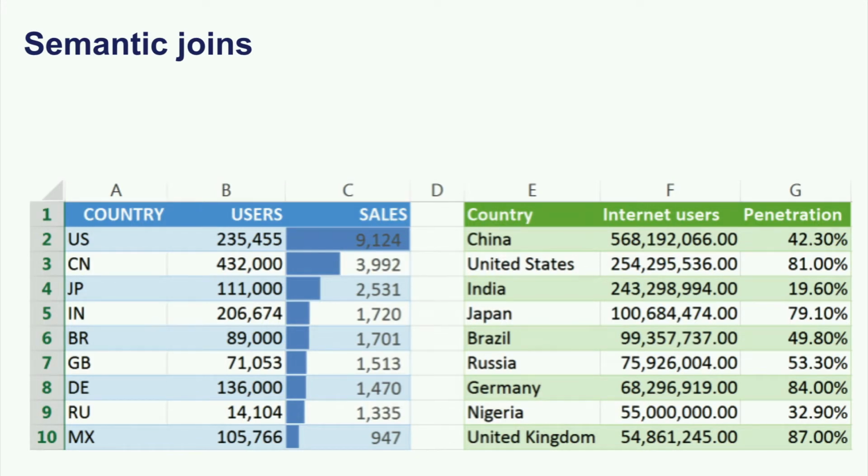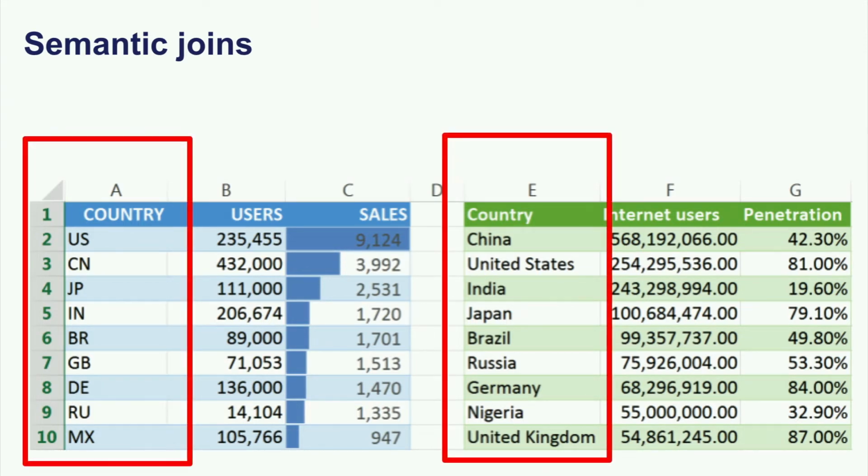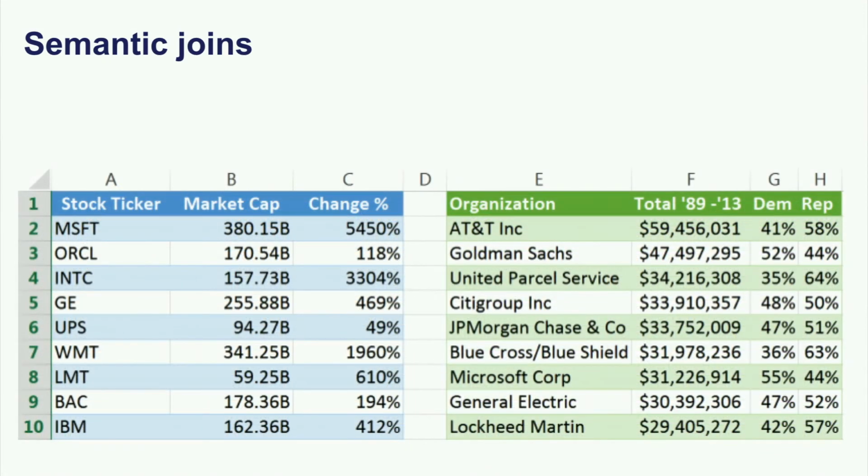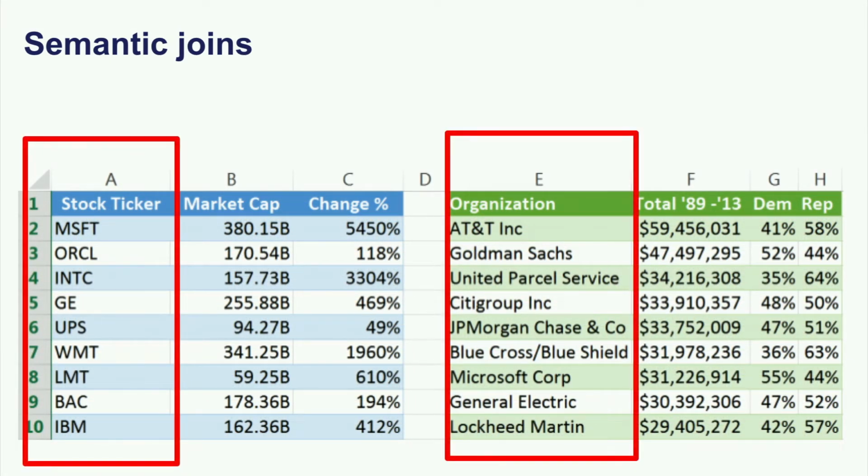For example, a user might want to join these two tables. One has the country code and the other has the actual name of the country. It would be nice if the system could figure out that these two are semantically equivalent and do the join. Another example is I might have one table with a stock ticker symbol or an abbreviation and an organization name, and doing the same thing.